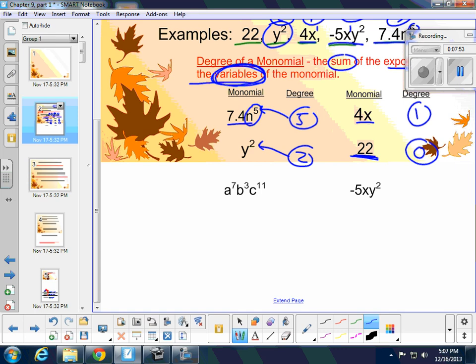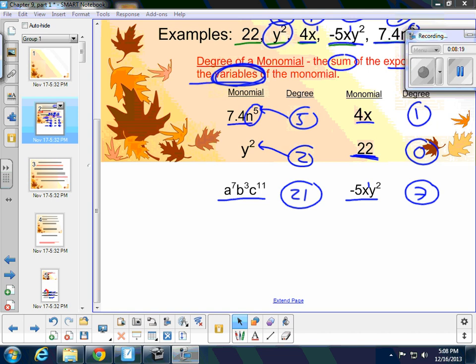Then just these last two to emphasize, again, like it says, the sum of the exponents of the variables. In one like this, I'd have to add 7 plus 3 plus 11. That term altogether would have a degree of 21. And then we did this one above again, negative 5xy squared. X has an exponent of 1, really. So 1 plus 2 would give me a degree of 3 for that term.